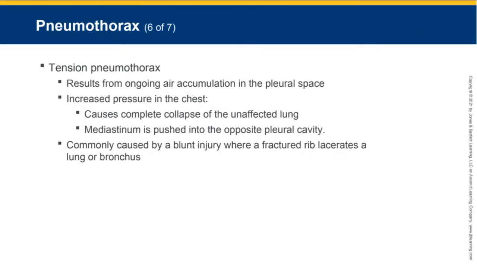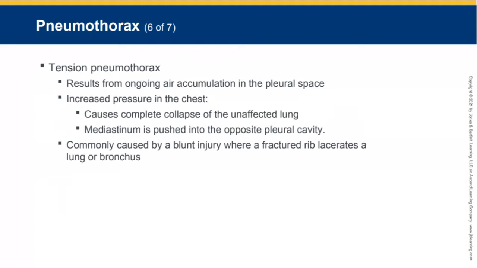For the tension pneumothorax now, this results from ongoing air accumulation in the pleural space and increased pressure in the chest. And this is when the air is trapped. So with an open pneumothorax, rarely it will become tension. Tension will develop more from closed rib fractures that cause the rib to puncture the lining.